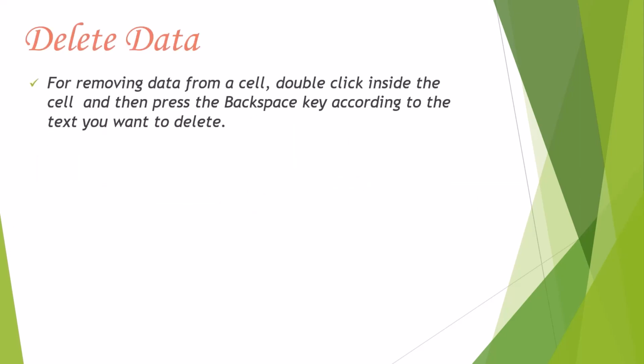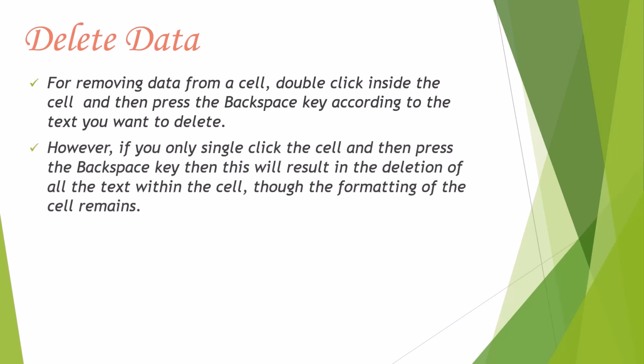Now, if you want to delete or remove data from a cell, then what you have to do? Simply double click inside the cell and then press the backspace key. And you have to press the backspace key wherever you want to delete the text. Now, suppose you have single clicked the cell. Means you have not double clicked, but you have single clicked and then you are pressing the backspace key. Then what will happen? It will result in deletion of all text within the cell. All the text which is present in the cell will be deleted, but the formatting of the cell will remain there.